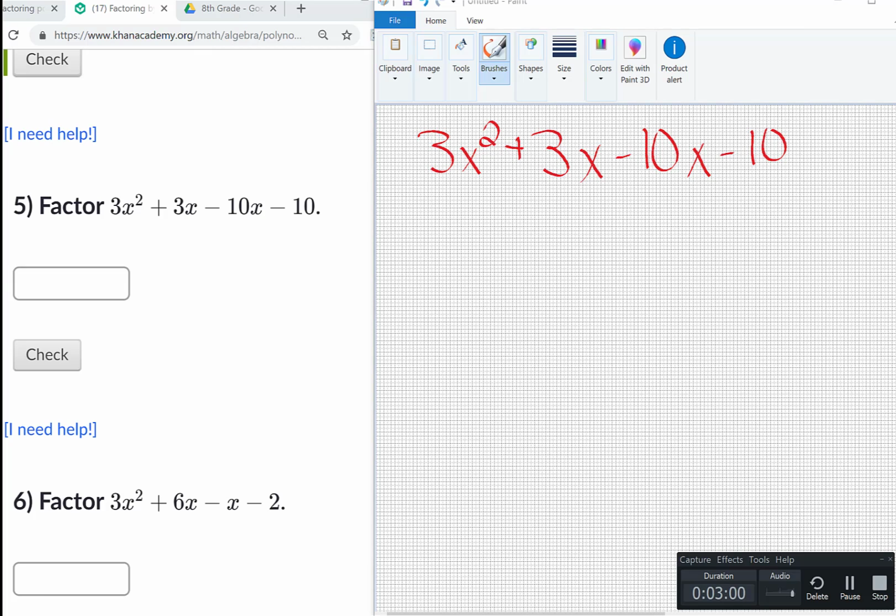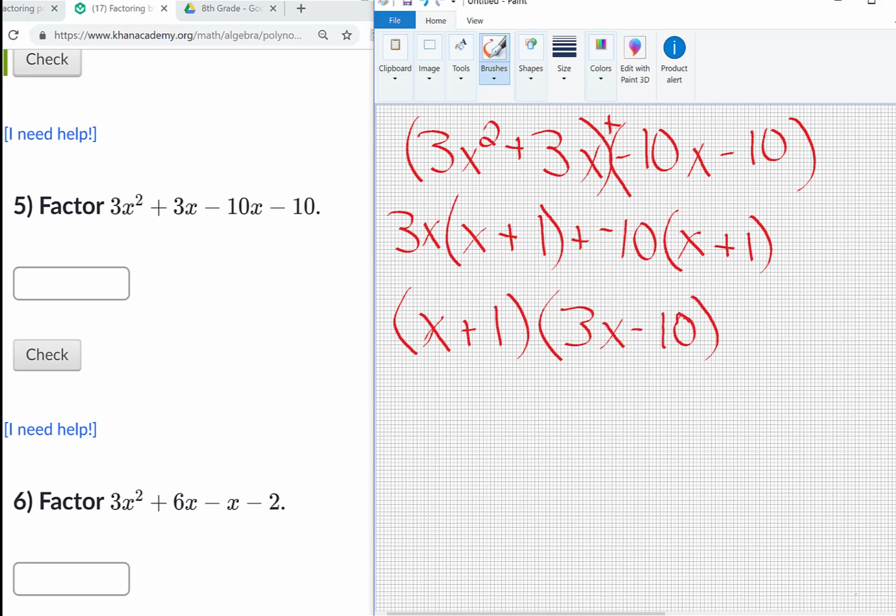Okay, so there's our answer to that one. The key here is that when you factor out that negative 10 from this side, you've got to make sure the minus 10 becomes a plus, because you factored that negative out.